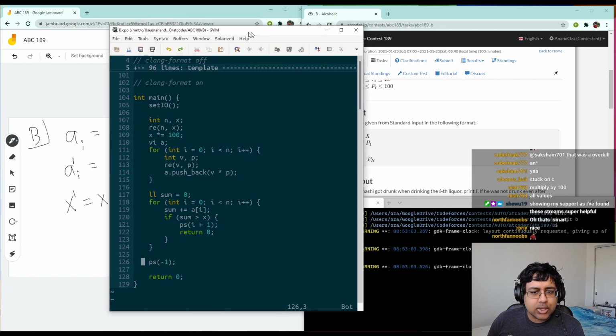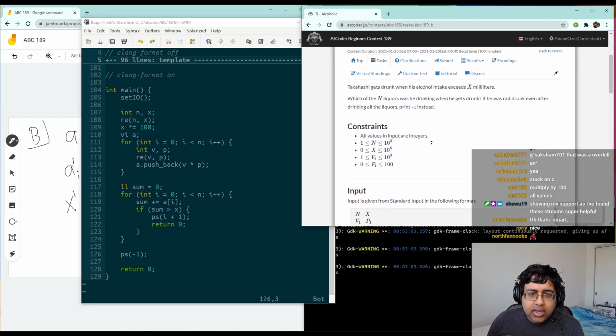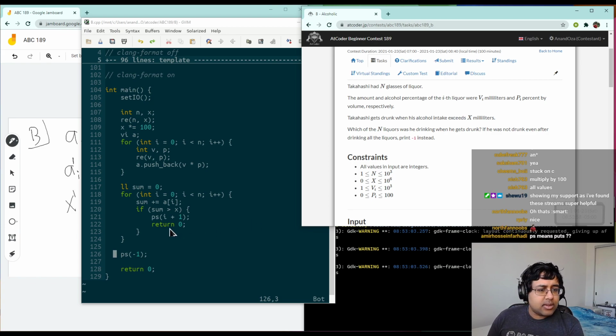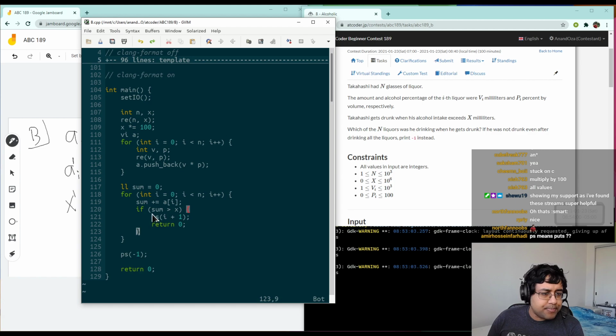And then the other thing is you have to read carefully. It says when the intake exceeds x instead of when it reaches x. So you want to have this be a greater than as opposed to a greater than or equal to.